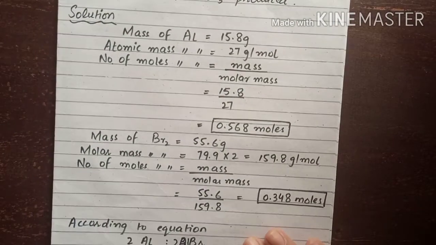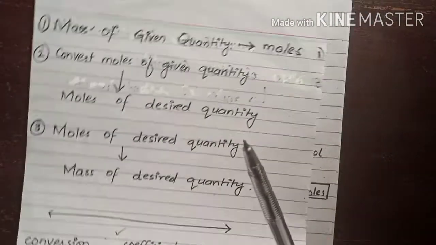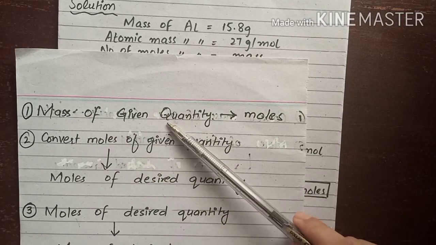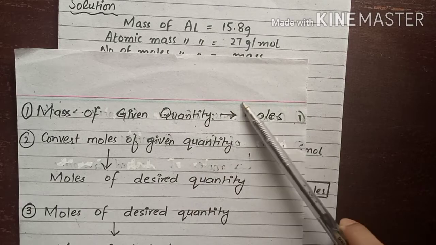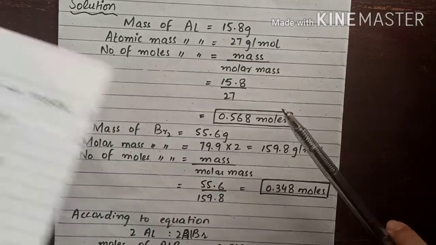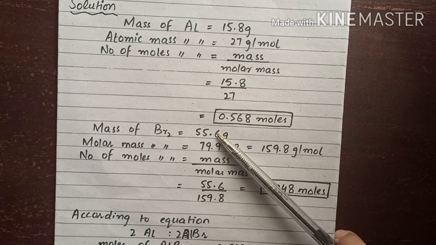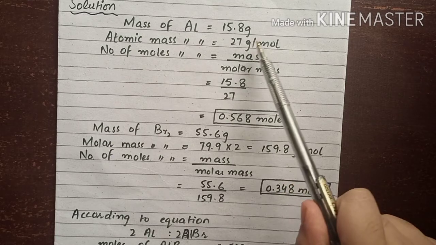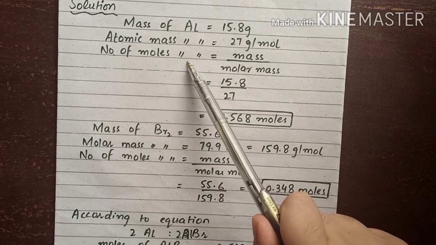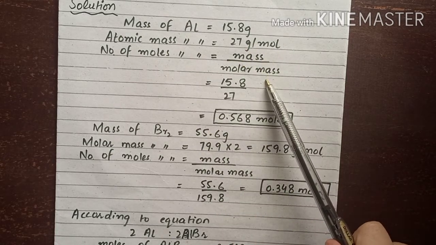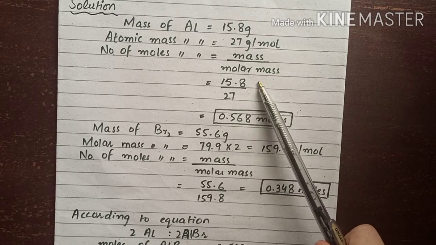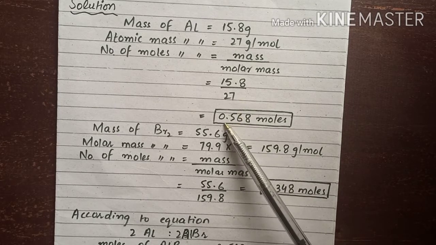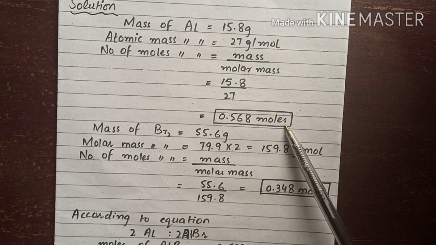So after writing the mass, we have to follow a procedure which says that if you are given the mass of a given quantity, for example aluminium and bromine in this case, we are going to convert them into moles of the given quantity. So now we are going to convert the mass of aluminium and mass of bromine into moles. For the mass of aluminium, the atomic mass of aluminium is 27 gram per mole. Now we are going to calculate the number of moles by applying the formula mass by molar mass. Mass is 15.8 gram as given by the question, 27 gram per mole is the atomic mass of aluminium, and the answer is 0.568 moles of aluminium.